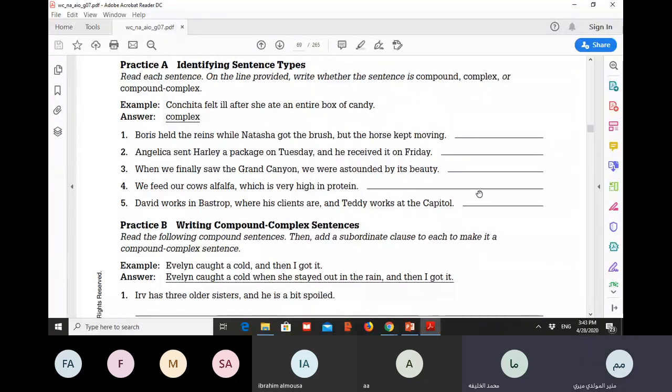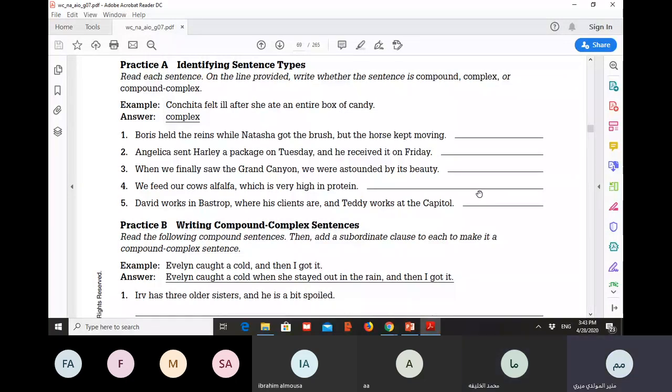Conchita felt ill after she ate an entire box of candy. Answer complex. Boris held the reins while Natasha got the brush. Natasha got the brush, but the horse kept moving. What kind of a sentence is it? And explain.